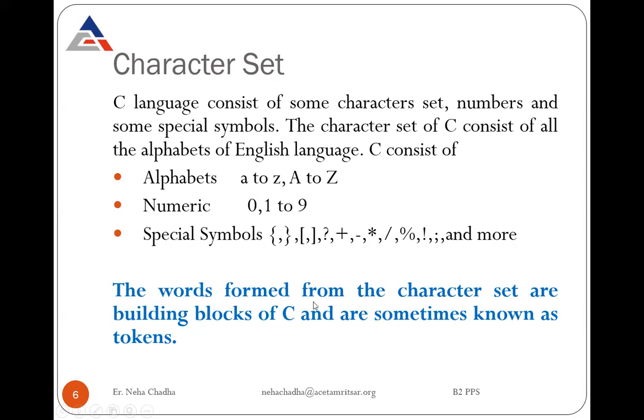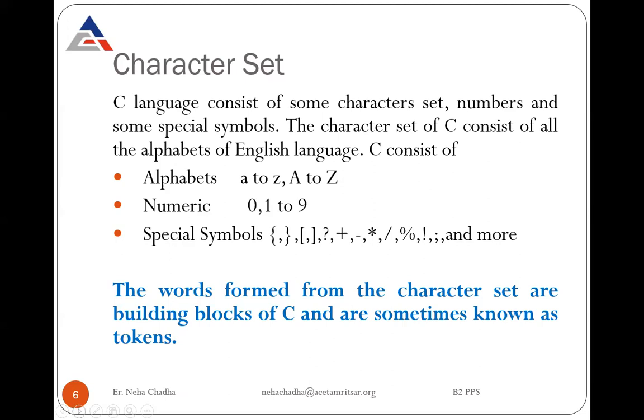The words formed from the character set are the building blocks of C. This is an important definition. These are the character sets, and we will use combinations of these character sets. The combination of alphabets, numerics, and special symbols are known as tokens. So if anyone asks what tokens are, they are called the building blocks of C, which are required to write any program. I will discuss what types of tokens there are.